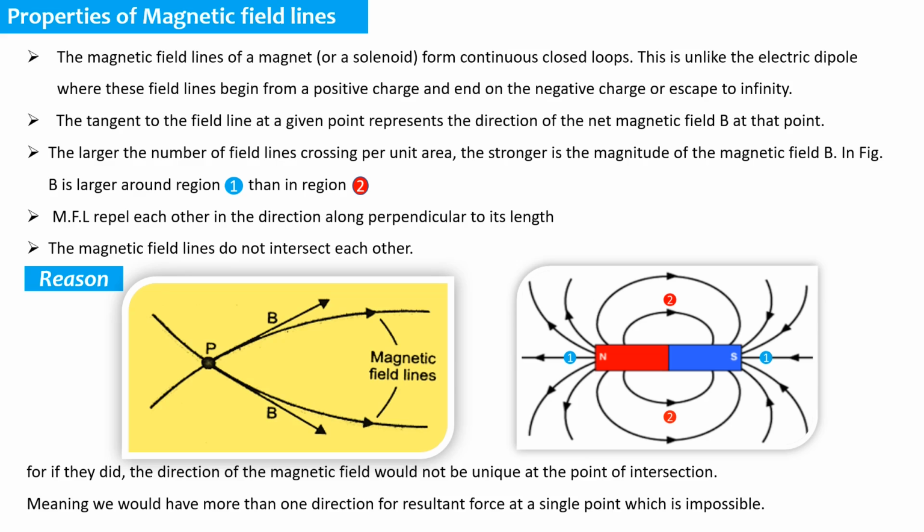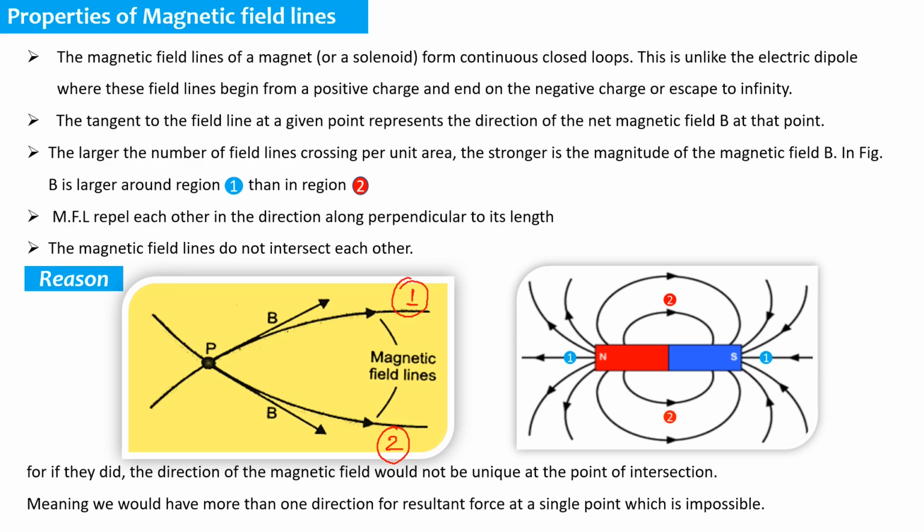So why is it so? Why can they not intersect each other? How can we say that? So let us see a point. Let us assume the magnetic field lines intersect each other, for a moment, let us assume that. So let us call them line 1 and line 2.